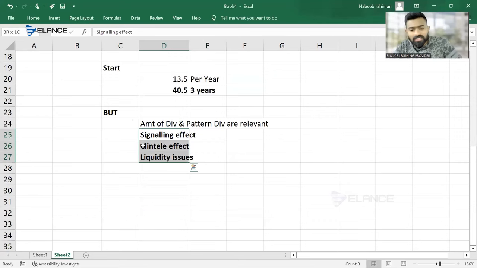How many of you know the signaling effect, clientele effect, and liquidity issues? Do comment yes or no. This is a highly probable topic from the dividend chapter.